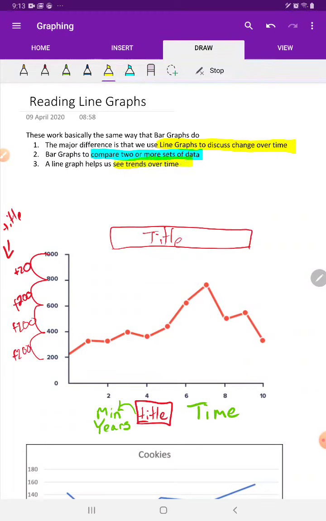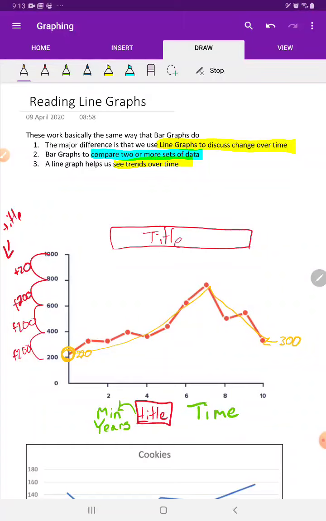Trends over time. So let's discuss what a trend is, okay? A trend is the way something changes over time. All right, so for example, right here in week 0, we see we probably got about 210 or so, maybe 220. And here in week 10, we're at about maybe 300. So the trend in this data is that it peaks, but then it goes down again. That's the trend, okay?